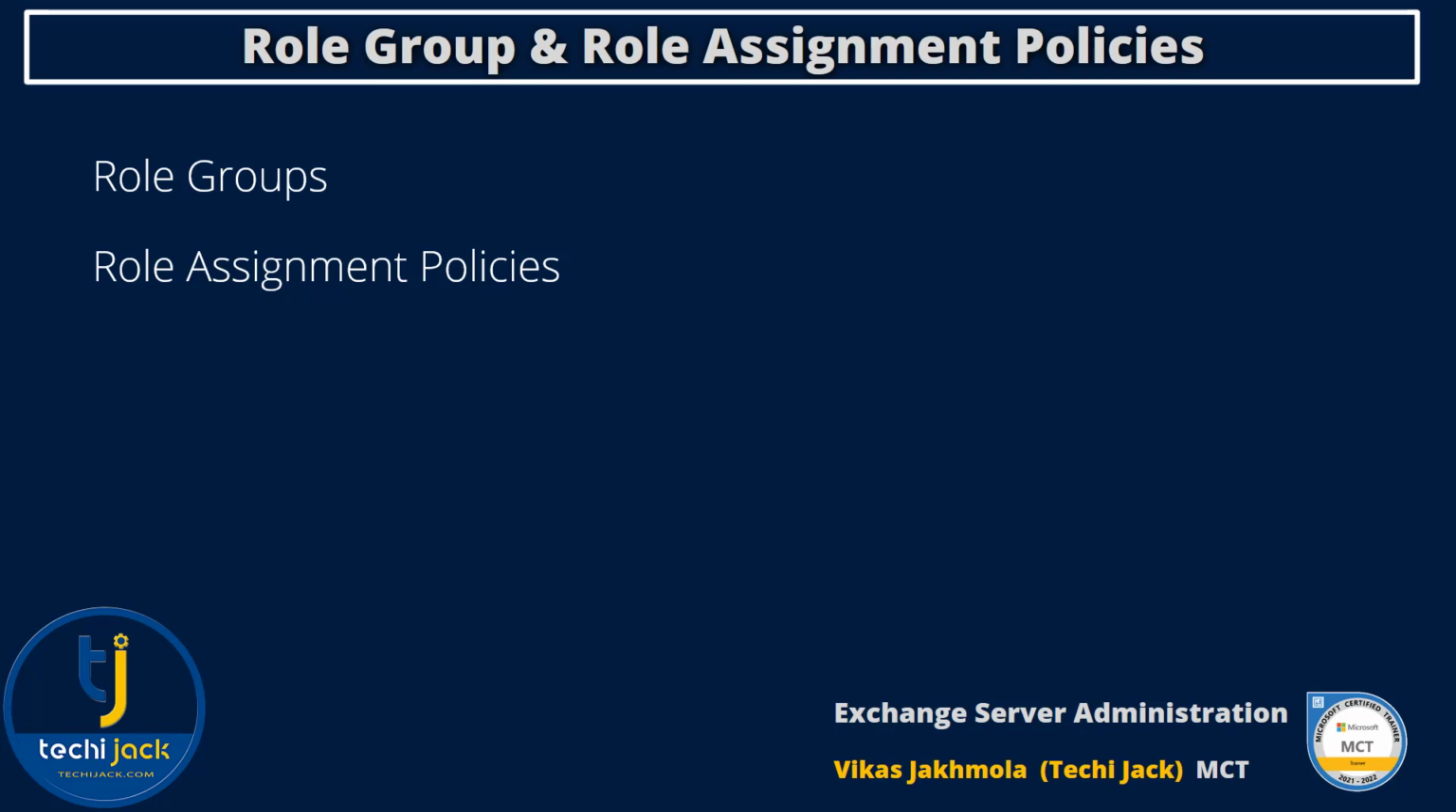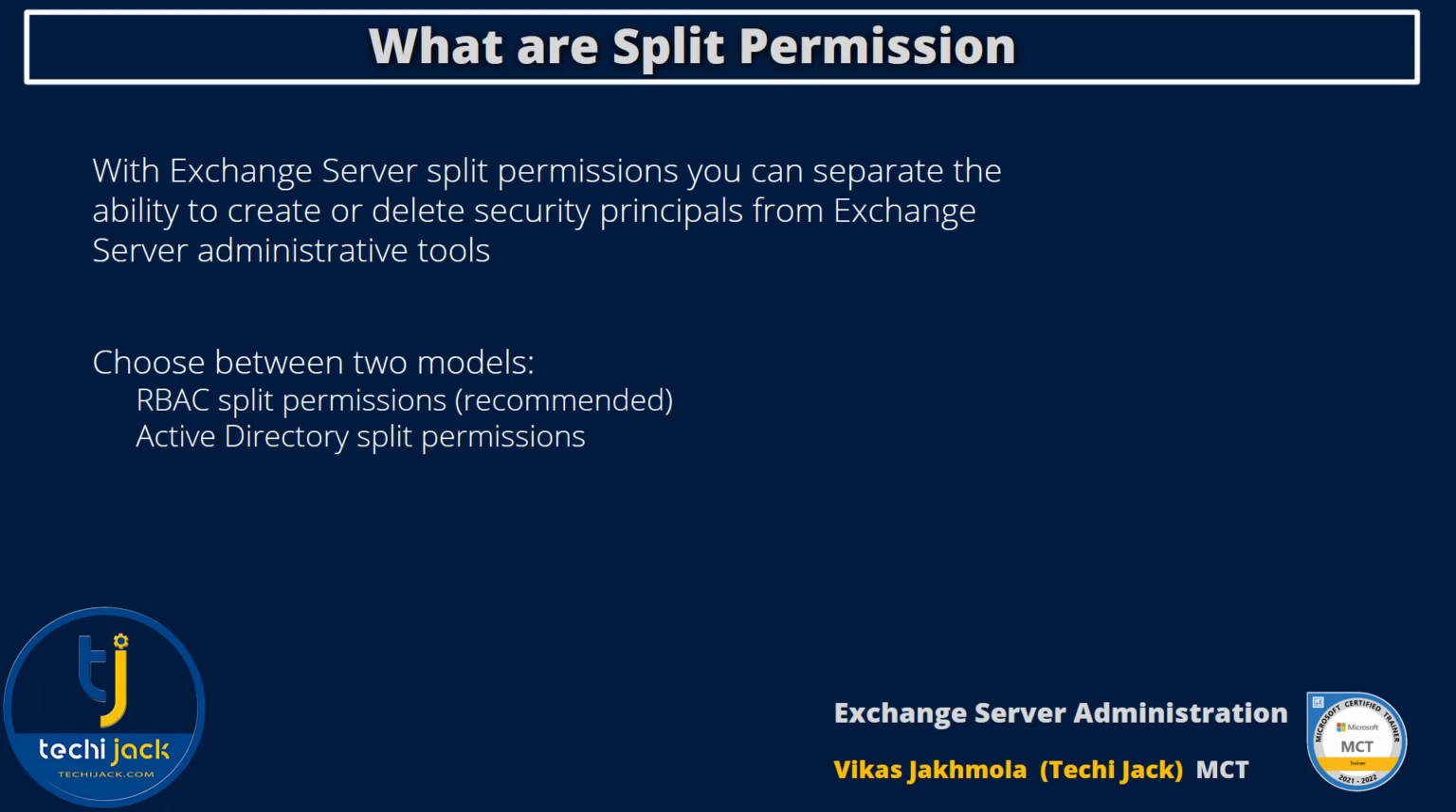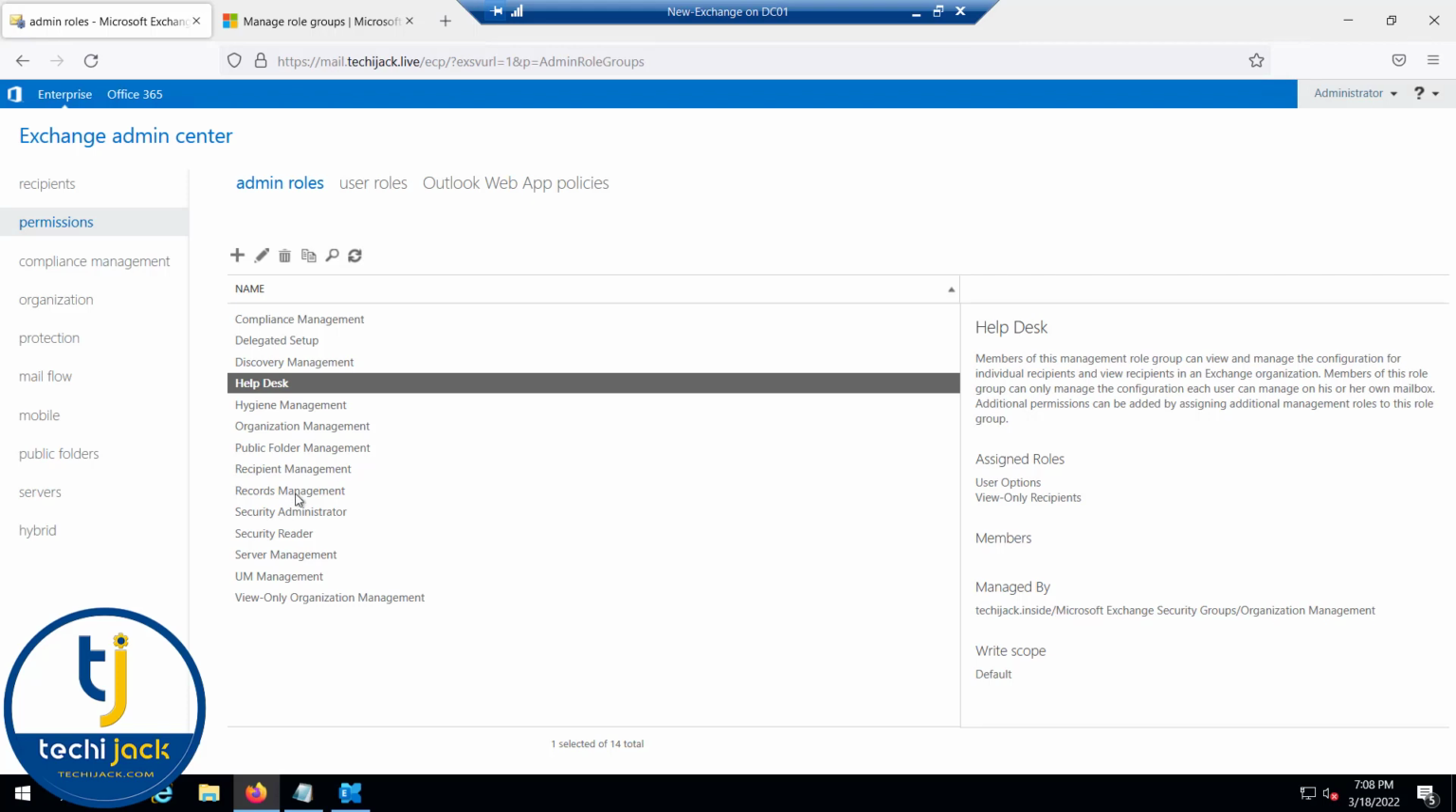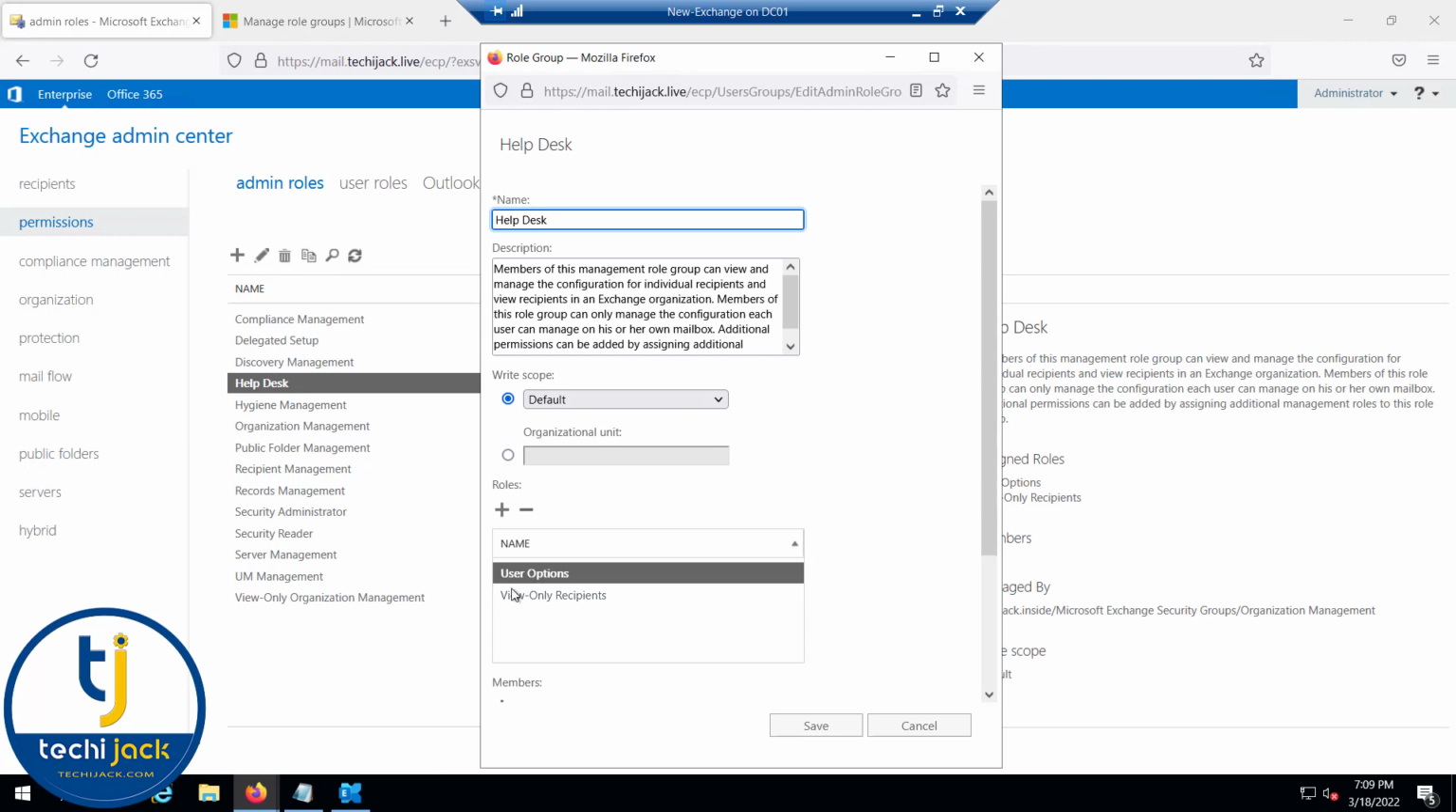Let's also look at what split permissions are. With Exchange Server split permissions, you can separate the ability to create or delete security principals from Exchange Server administrative tools. You can choose between two models: RBAC split permissions, which is recommended, and Active Directory split permissions. For example, if I go to the help desk and click on edit, the user options and view only the recipient. Our help desk role cannot create the user.